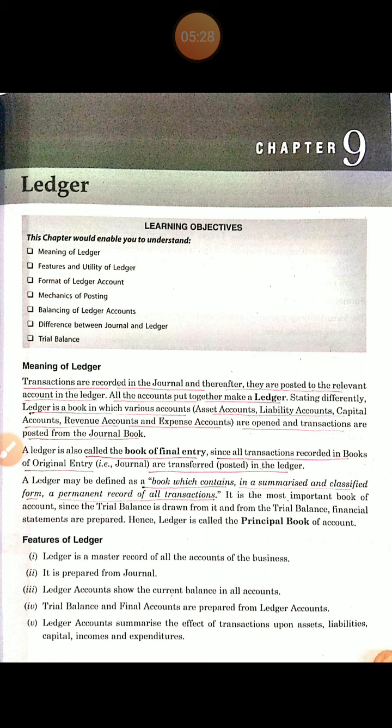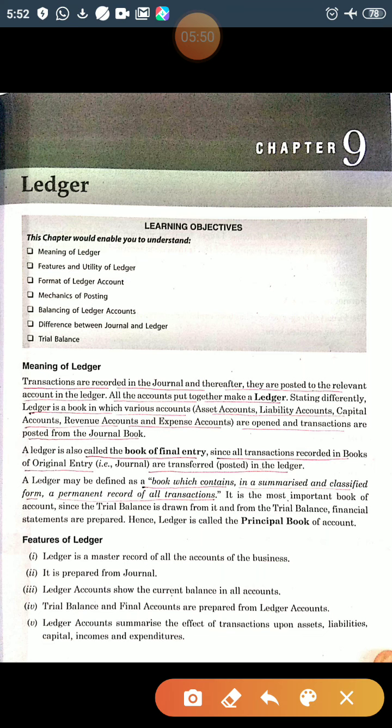So first of all, the meaning of ledger. Transactions are recorded in the journal and thereafter they are posted to the relevant account in the ledger. All the accounts put together make a ledger. In other words, ledger is a book in which various accounts such as assets account, liabilities account, capital account, revenue account, and expenses account are opened and transactions are posted. The ledger is also known as principal book.